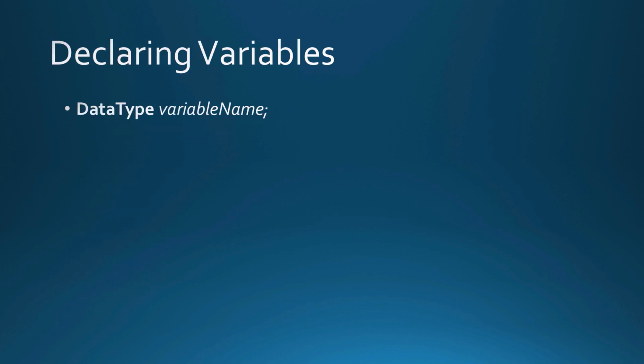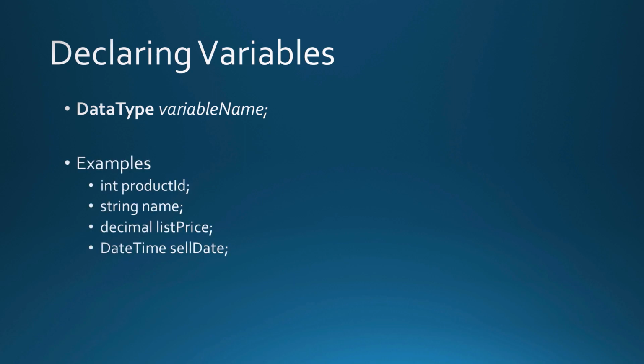In C#, to declare a variable, you specify the data type and then the variable name. So some examples would be int productID. So int is the data type, productID is the name of the variable. string name, decimal listPrice, DateTime sellDate. So these are all examples of declaring variables.